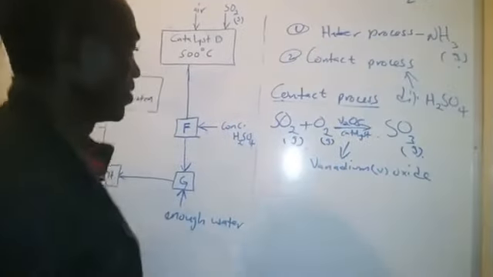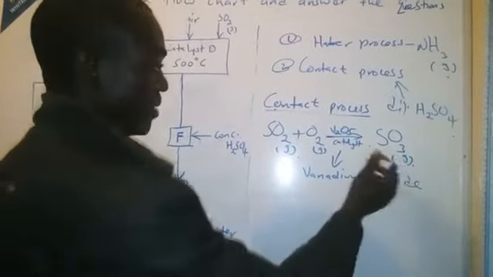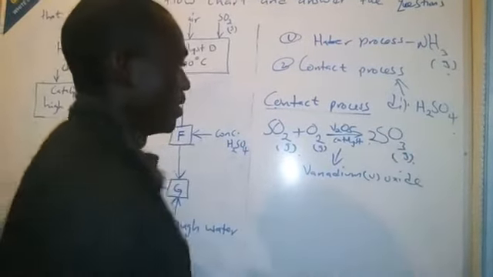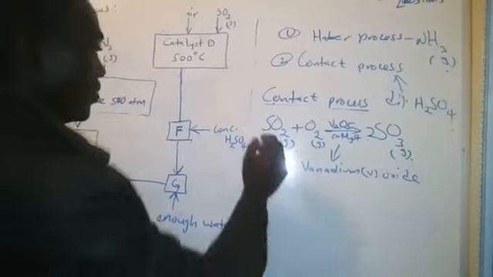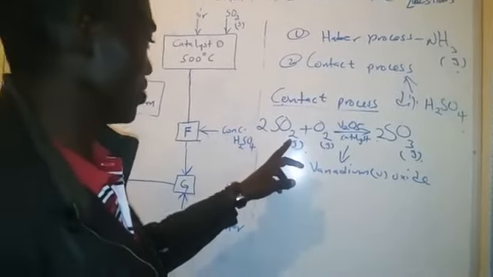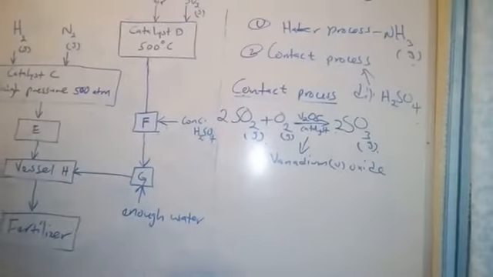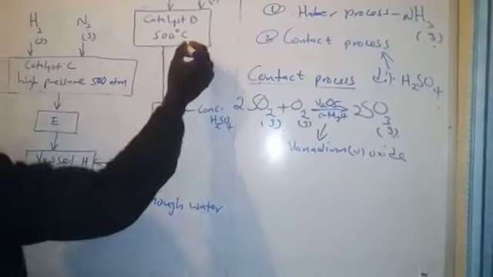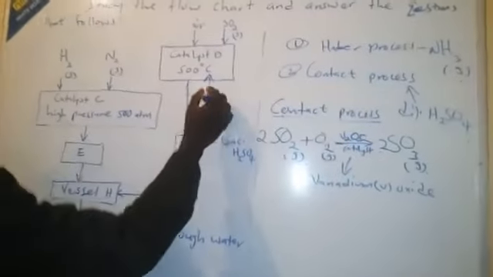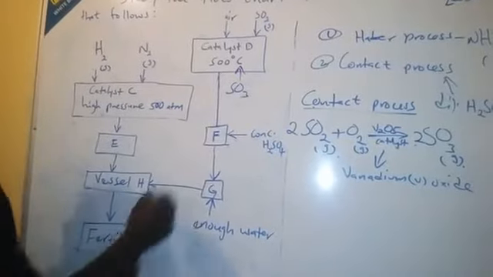Let's balance the equation. Sulfur is 1, 1. Oxygen is 2 on this side, and this is 3. Let's make 3 even by multiplying by 2. So sulfur in turn becomes 2, and this will also be 2. Oxygen, this is 4 plus 2, 6. 3 times 2, 6. So the equation is balanced. In other words, what is being formed in this chamber after reaction is sulfur 6 oxide gas.